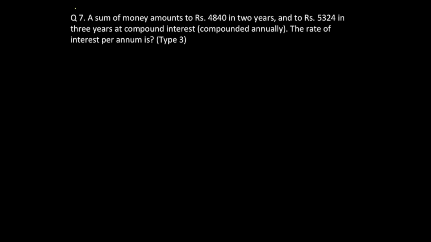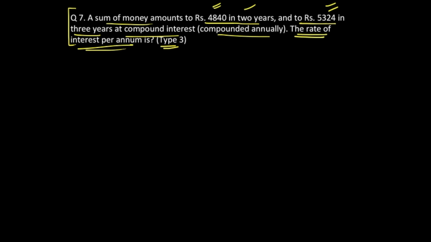Alright, so let's have a look at question number 7. It is saying that a sum of money amounts to rupees 4,840 in 2 years and to rupees 5,324 in 3 years at compound interest compounded annually. So again, you can see that there's one particular amount which is getting generated at 2 years and one particular amount which is getting generated in 3 years. So we have two different amounts over here. So that makes it our type 3. We have to find out the rate of interest per annum. So this is the question that you are actually facing now.